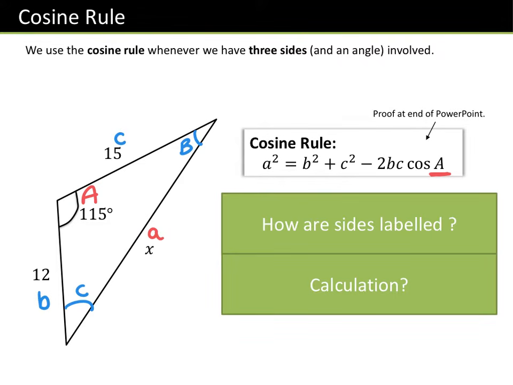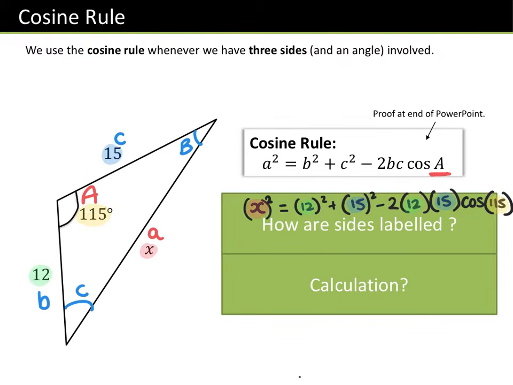Okay? So, now we've labelled our sides, we're going to substitute in. So, a squared is x squared equals our b is 12 squared plus our c is 15 squared minus 2 lots of b, lots of c, cos 115. Now, a really handy thing is I want you to put this in the calculator. So we're going to get x squared equals. I do not want you to mess around by working out each individual one. There is no point and it is a waste of time.